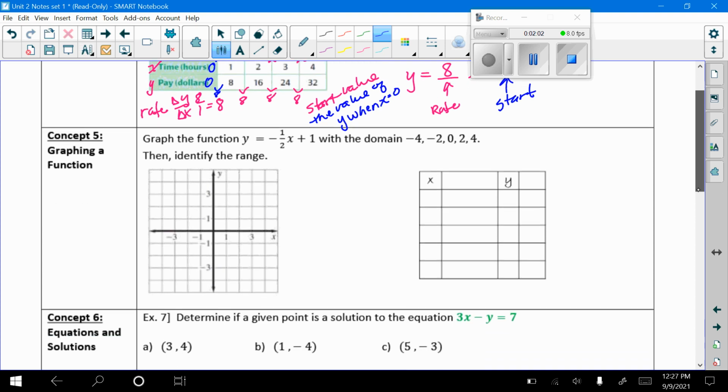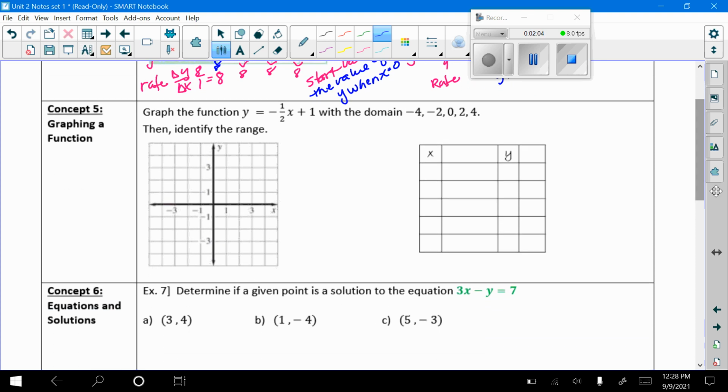All right, so the next part we said, and we did this in class as well, and I did it on purpose because we have this fraction here. It's a negative fraction. So the first thing I want you to do is take your negative fraction and put it over here and say it's negative 1/2 the x value plus 1. And I want you to plug in your domain, which is going to be -4, -2, 0, 2, and 4. Those are the x values.